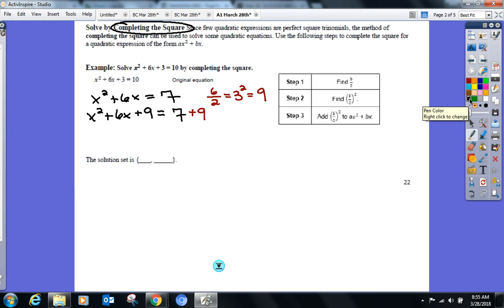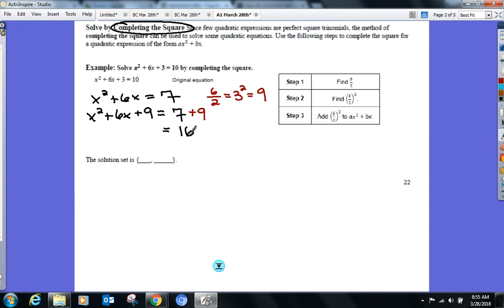All right, stay with me. That's 16. I guess I lied a little bit. I need you to factor x squared plus 6x plus 9 now. But you're going to see a pattern here where you're not going to have to factor very long. And remember, this is a perfect square trinomial. We made it that way.